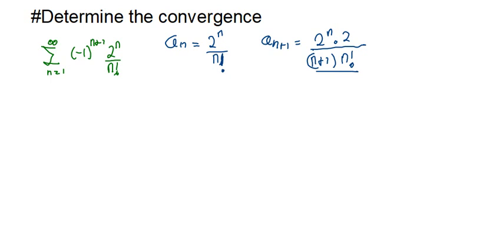So that is what we have as our a sub n plus 1. Remember, we're going to say the limit as n approaches infinity of the absolute value of a sub n plus 1 divided by a sub n. This here is our a sub n, so it will be this divided by that.